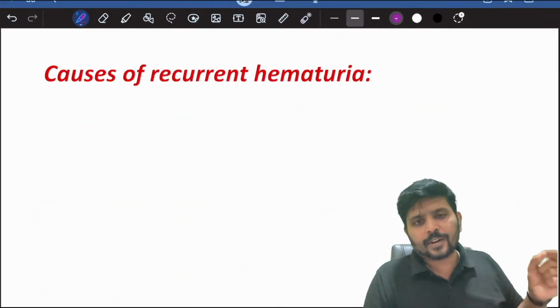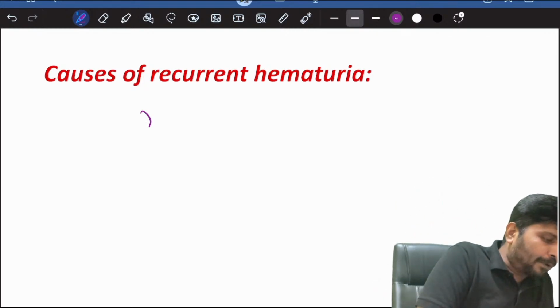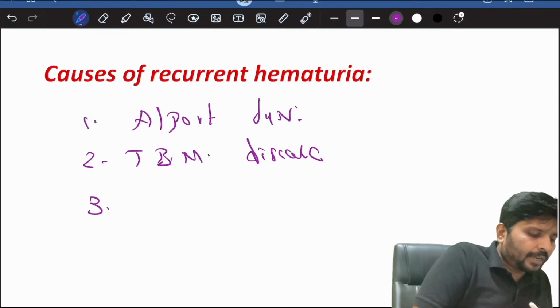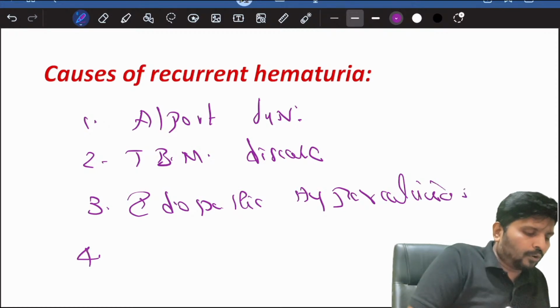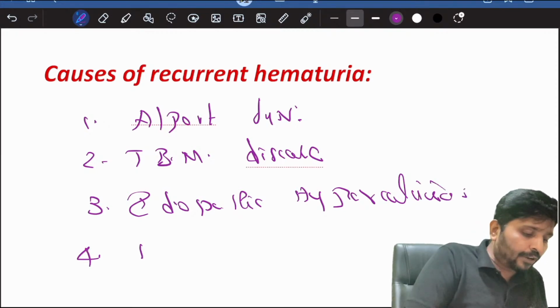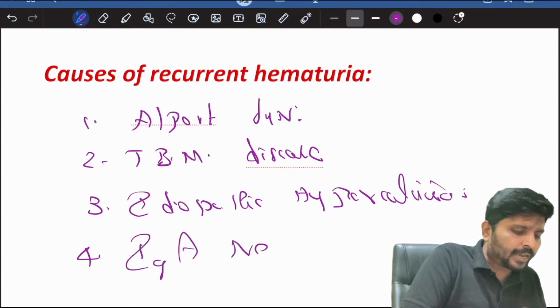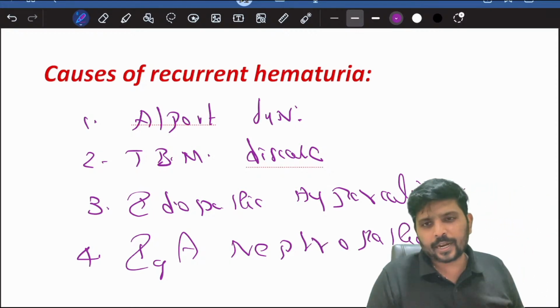Now, what are all the causes for recurrent hematuria? Very, very important. One, Alport syndrome. Two, thin basement membrane disease. Three, idiopathic hypercalciuria. Four, IgA nephropathy. These are all the causes for recurrent hematuria.